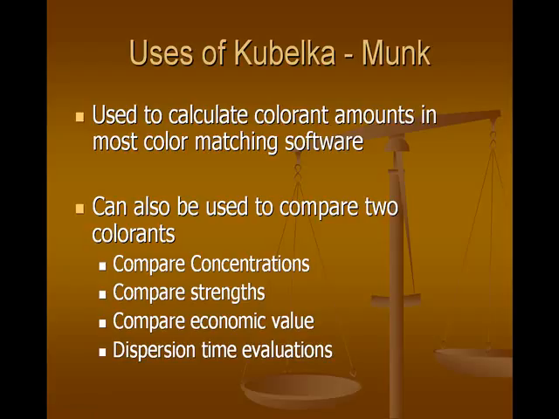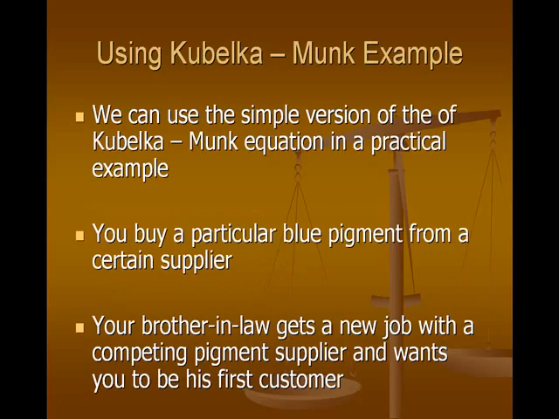One of the main uses of the Kubelka-Munk equation is to calculate color amounts in most color matching software like we've described, but it can also be used to compare two colorants. We can compare concentrations, strengths, and economic value, and make dispersion time evaluations. So there are uses of the equation in its simple form that can give us information about colorants we are working with. We can use the simple version of the Kubelka-Munk equation in a practical example, and that's what we'll do.